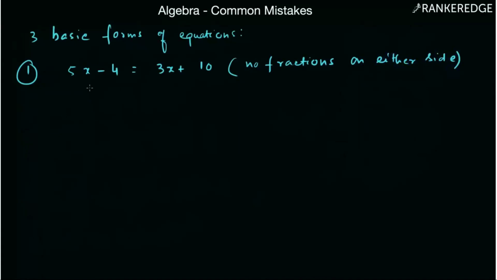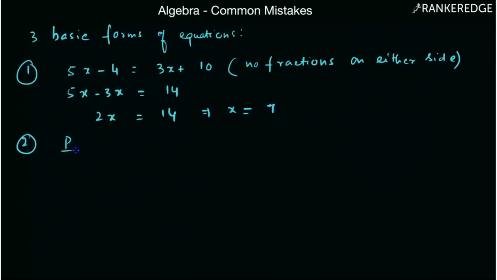Now this is very simple. Bring all the variables to one side, preferably to the left hand side, and all the numbers to the right hand side. So that will become 14. So this will be equal to 2x is equal to 14. And you can solve x is equal to 14 by 2, 7.